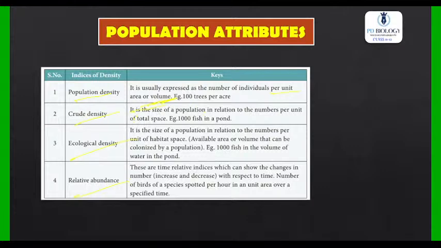Crude density is the size of population in relation to the number per unit of total space. Ecological density is the size of population in relation to the number per unit of habitat space. And relative abundance, these are time relative indices which can show the changes in number with respect to time. That is number of birds of a species spotted per hour in a unit area in a specific time. That is the relative abundance.